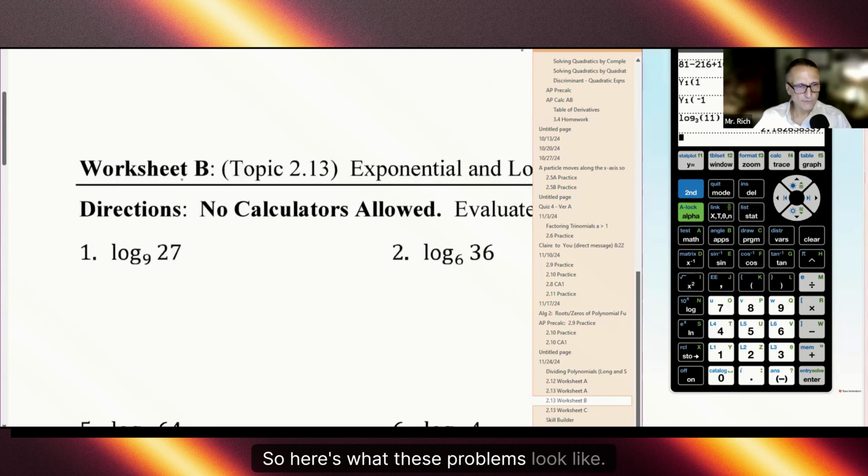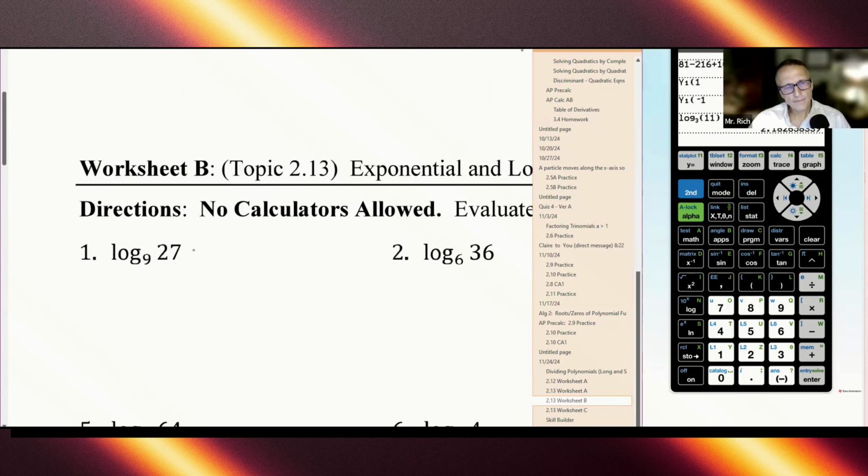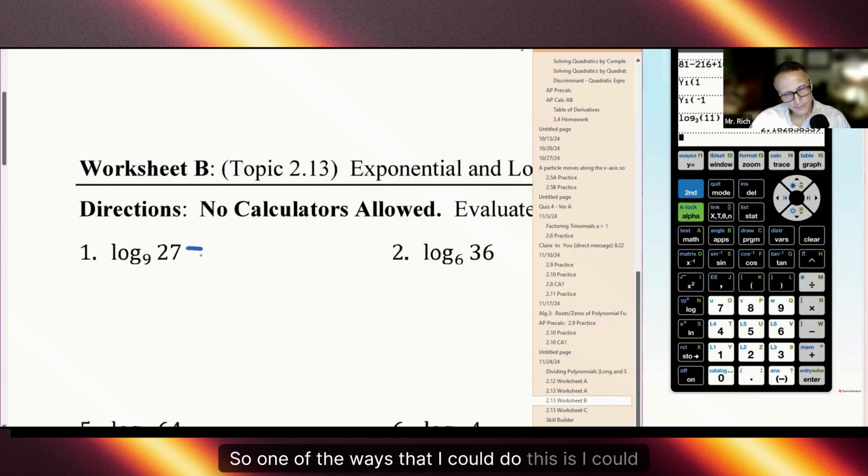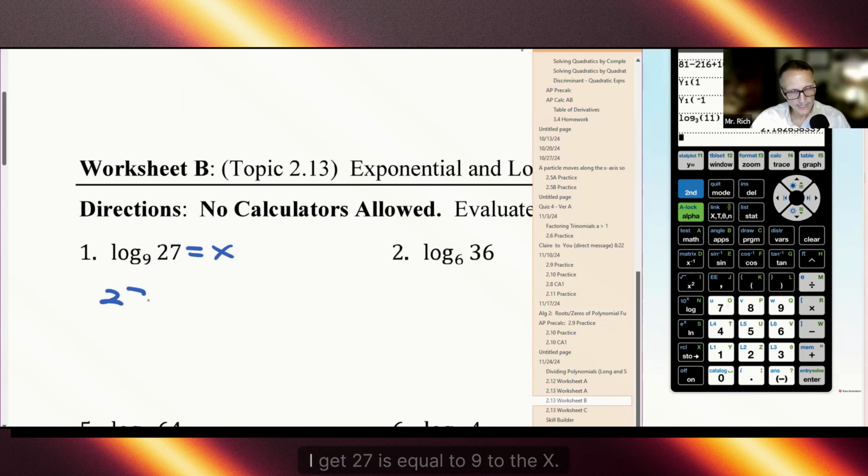So here's what these problems would look like. I know that 27, oh boy, let's do it this way. I can't write 27 as a power of 9, at least with an integer. So one of the ways that I could do this is I could let this be equal to x and then exponentiate on both sides. I get 27 is equal to 9 to the x.